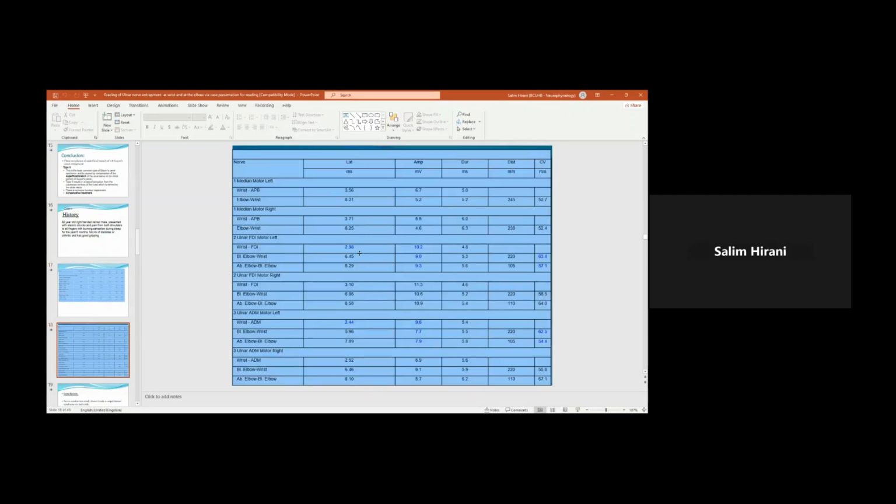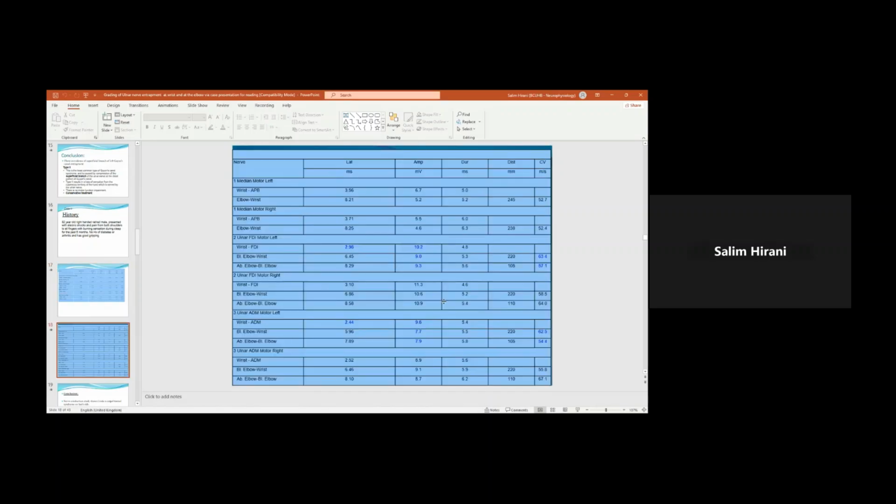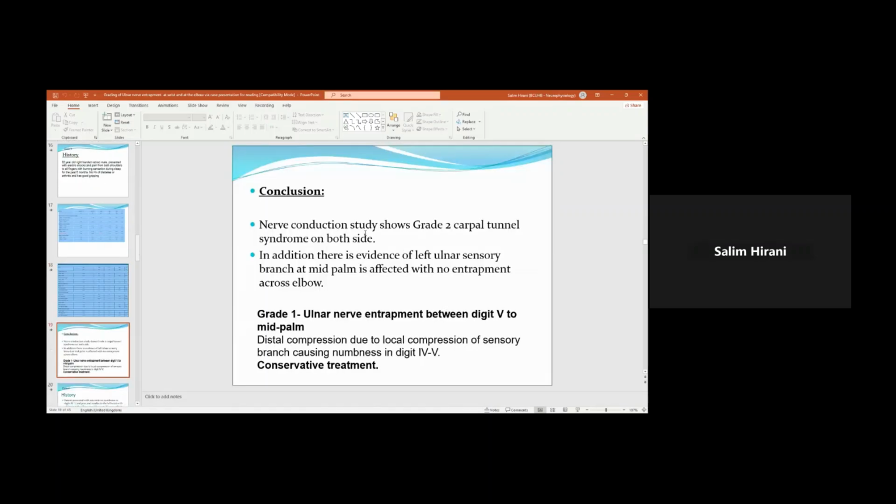And now we'll look at the ulnar nerve, whose distal latency is normal, under 4.5, all of them, and conduction amplitude as well, all above 5, and conduction velocities are all normal as well. So there is a compression around below the wrist. This is because palm to wrist is normal. So the nerve conduction study shows grade 2 carpal tunnel syndrome on both sides.